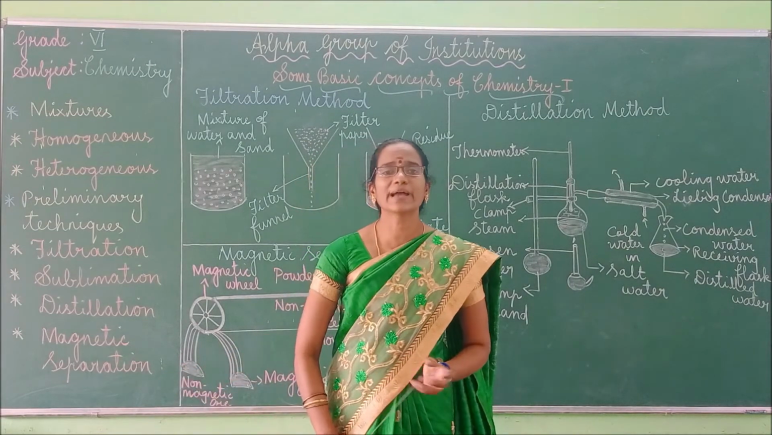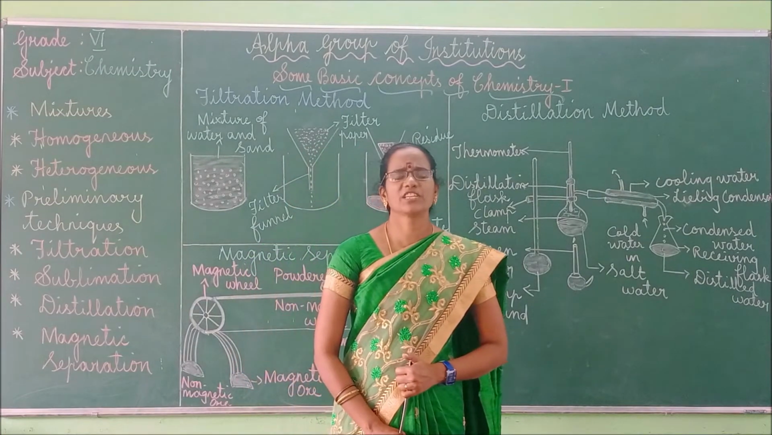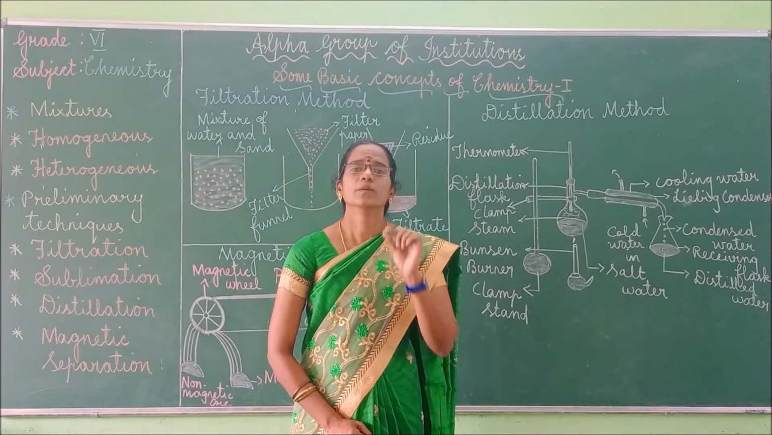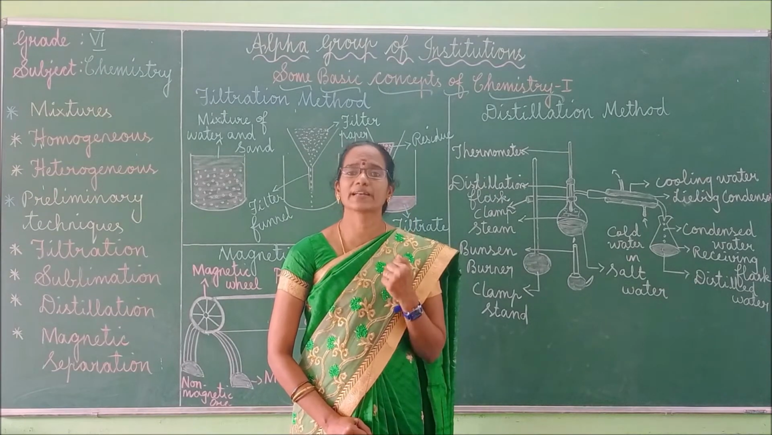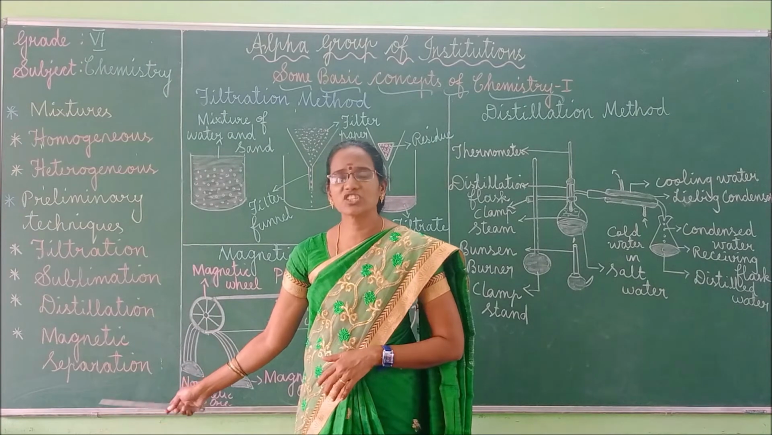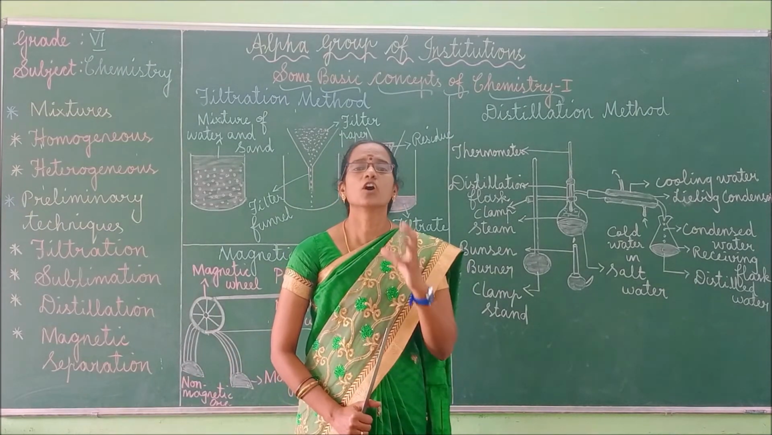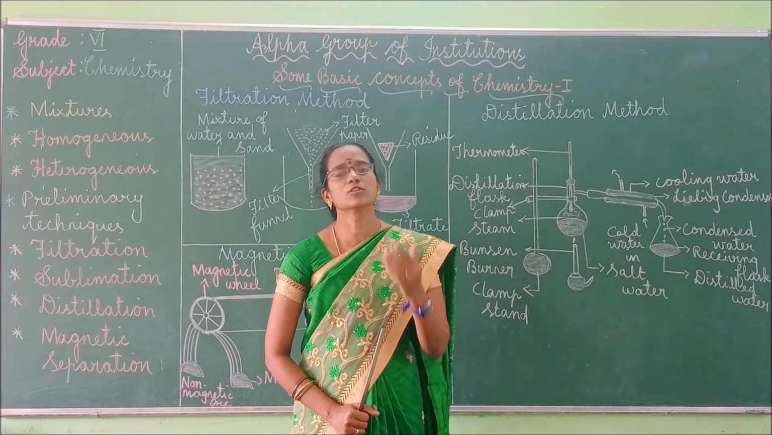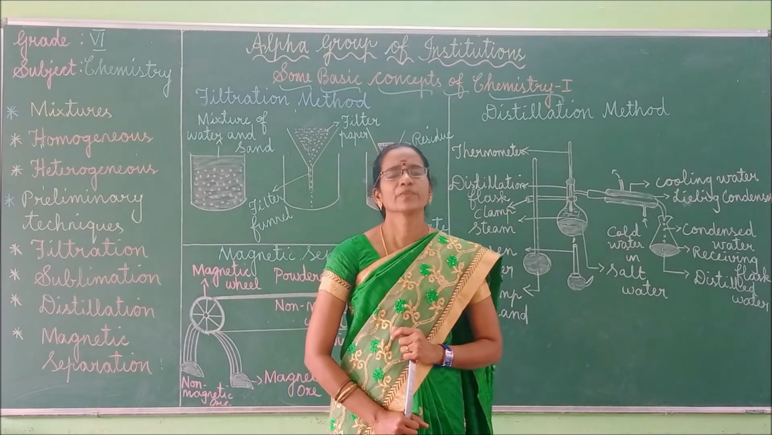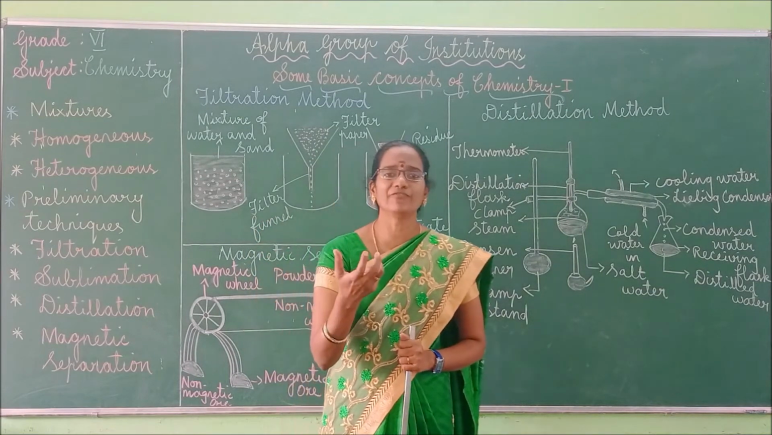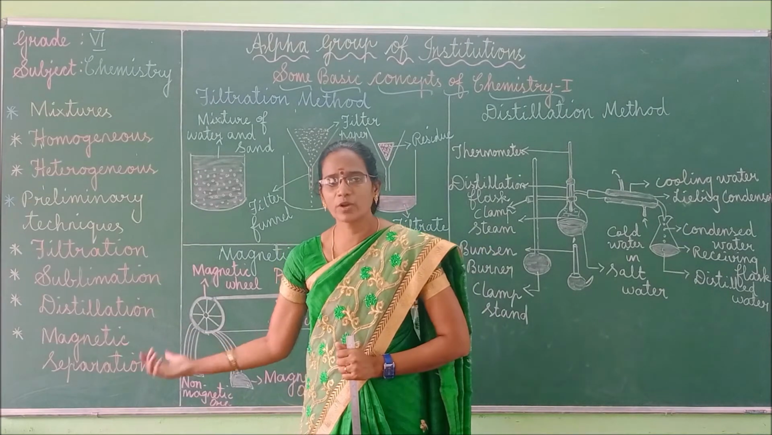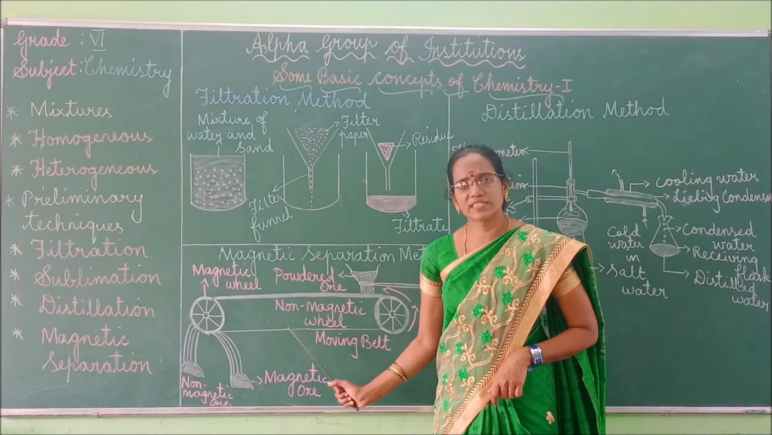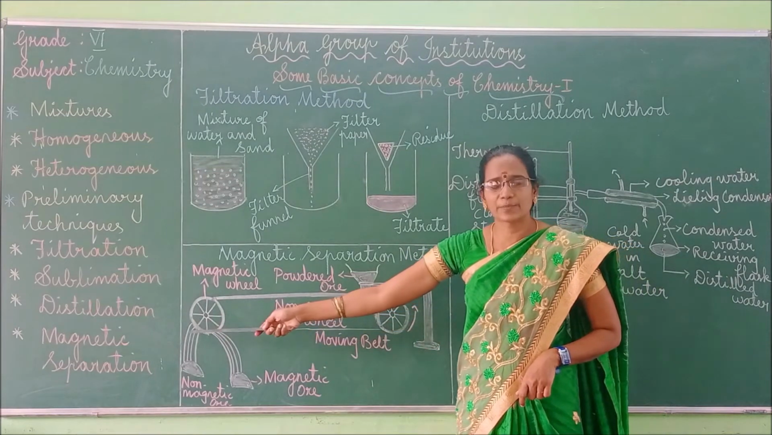So next one is the magnetic separation. Magnetic separation method is a method of separating the components of a mixture by using magnets to attract the magnetic material. So magnetic separation is the process of separating the components of a mixture by using magnets to attract the magnetic particles. For example, removing iron filings from silica. This example we can say for magnetic separation. Look at this diagram. This setup is used for this magnetic separation process.